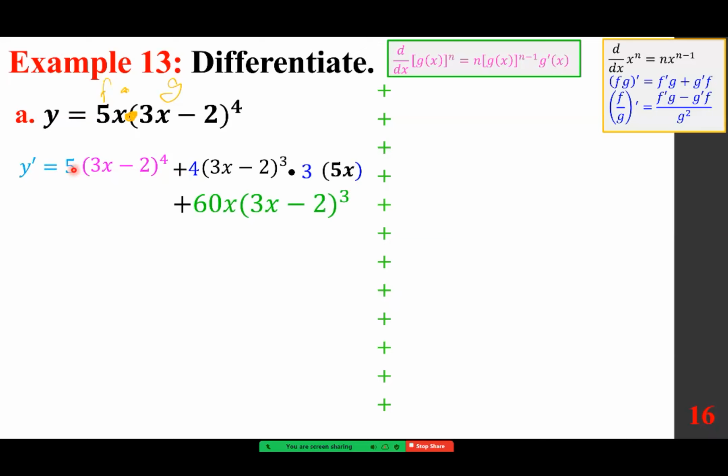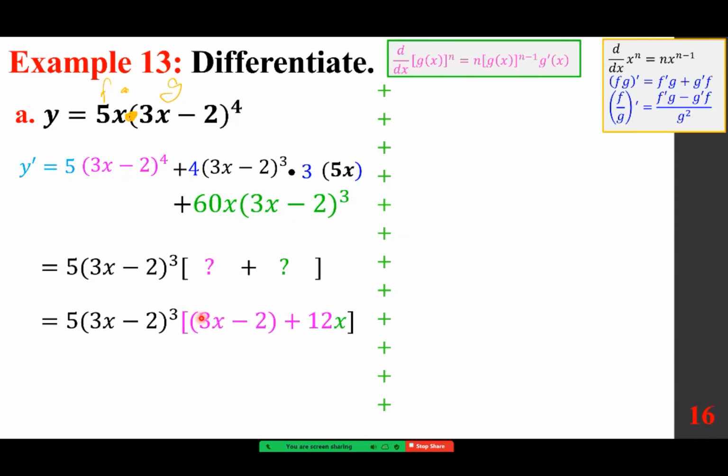Now, between these two pieces, we want to do the factoring. 5 is in common. 3x minus 2 has exponent 4 here, exponent 3 there. We go with the smaller of the two, and the common factor would be 5 times (3x minus 2) cubed. You divide this one by it, this gives you 3x minus 2. You divide this one by it, 60x divided by 5 gives you 12x. And so all you have to do is add the 3x and 12x to get 15x, and that's the final answer, everybody.